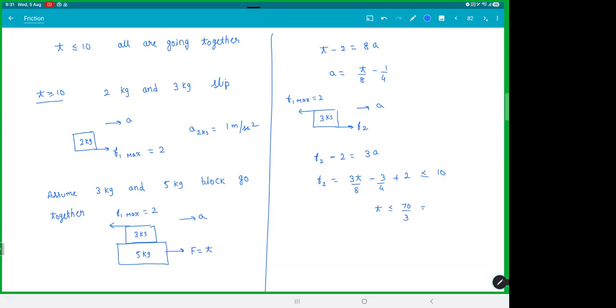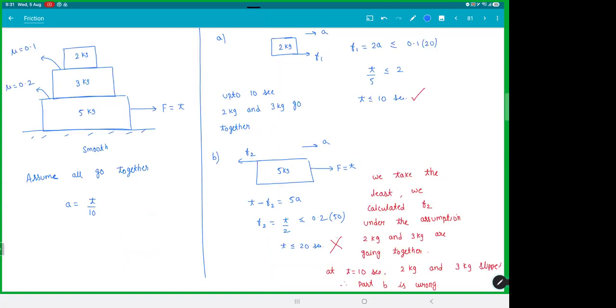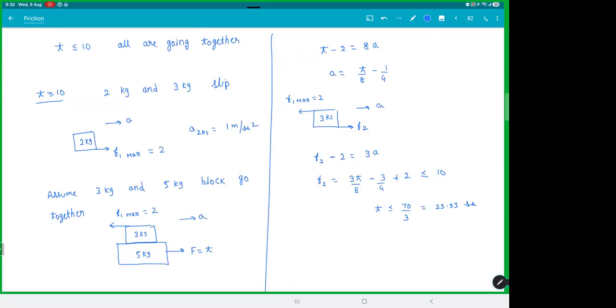If you look at this number, it is roughly 23.33 seconds. Did you notice something? This gave you 20 seconds, which was wrong actually. The slipping didn't start at 20. The slipping started at 23.33. You're getting it. This is the correct value. So this we got under the assumption that 2 kg and 3 kg slipped. When you took 2 and 3 going together, the time was giving 20. So that means for T greater than 70 by 3, 3 kg and 5 kg also slip.